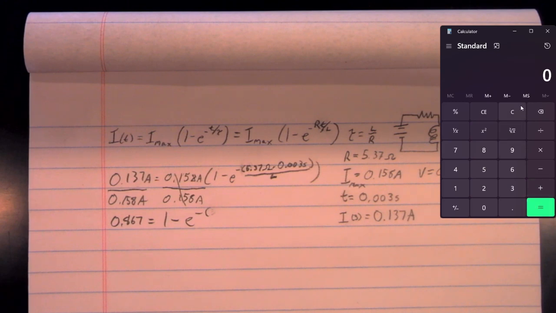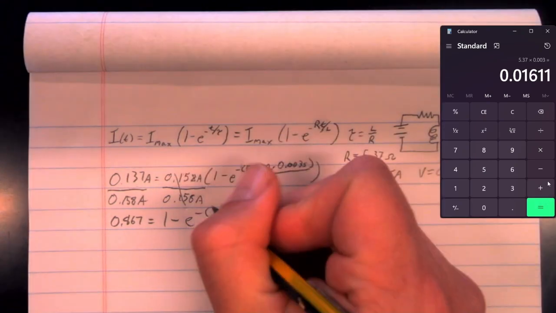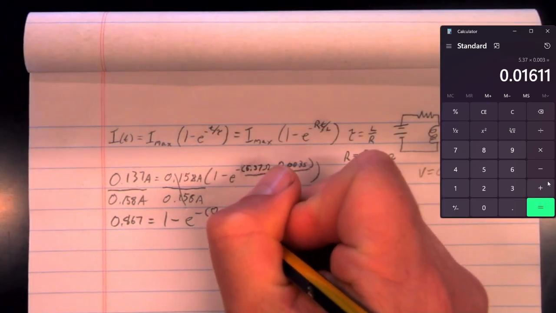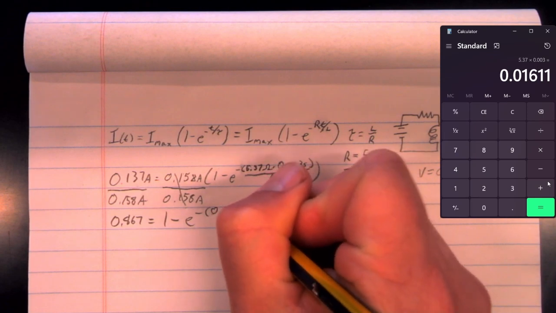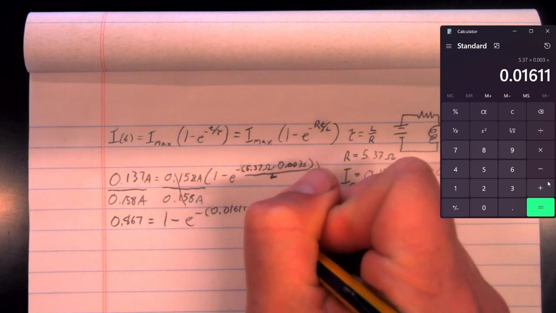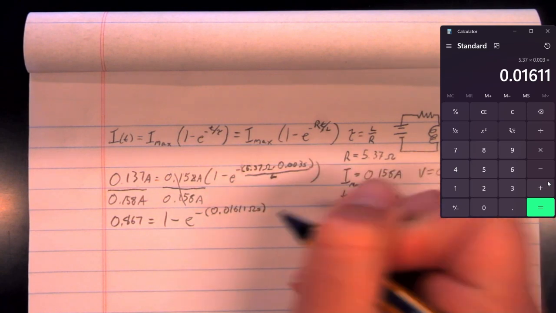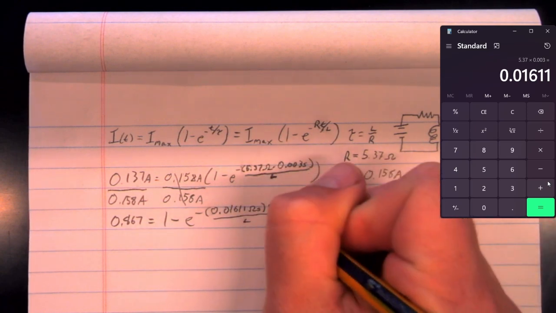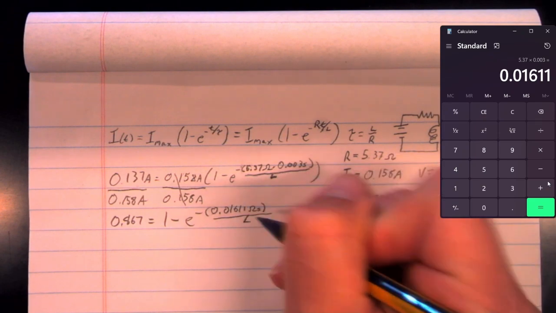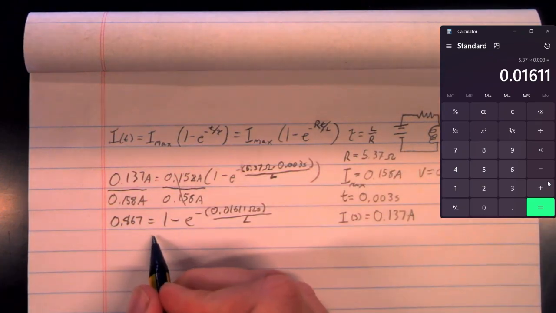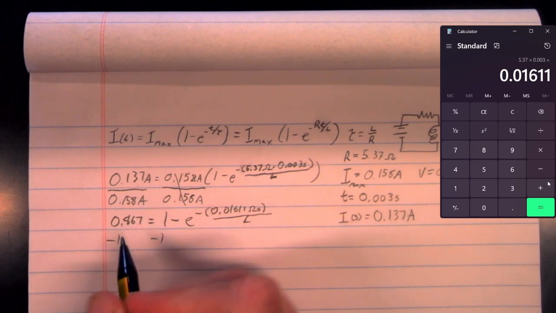And then we'll also do the 5.37 times our time of 0.003. So 0.01611, this would be ohm seconds. And then all of that is divided by L, which is not great. Okay, so I'll subtract 1 from both sides.